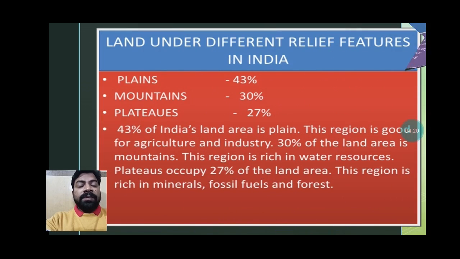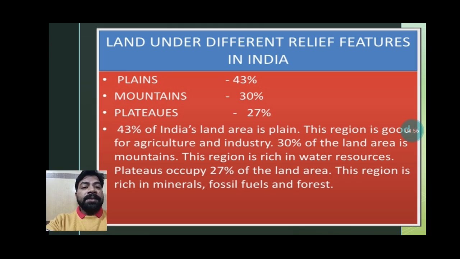So the resource which is most important is land. Next, land under different relief features in India. We know that in our country land is under different relief features. We have plains, mountains, plateaus. Land is also not even. We have 43% of land surface as plains, mountains are 30%, plateaus are 27%. So this 43% of India's land area is plain. This region is good for agriculture and industry.